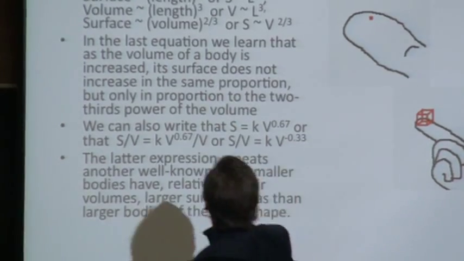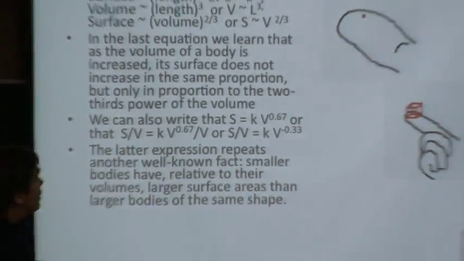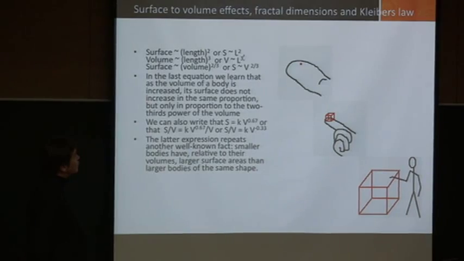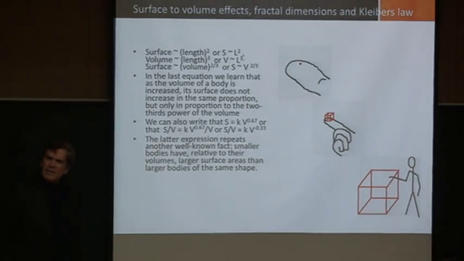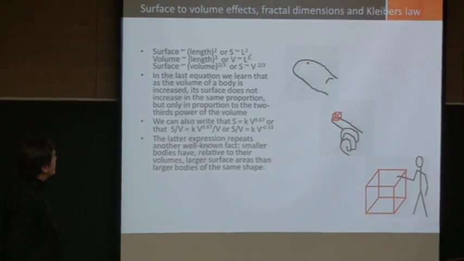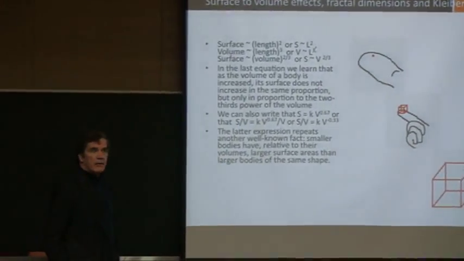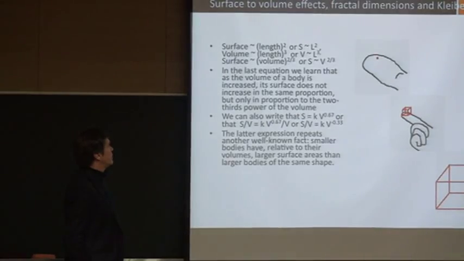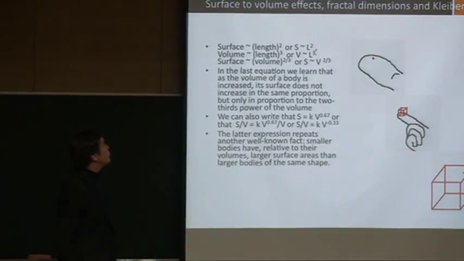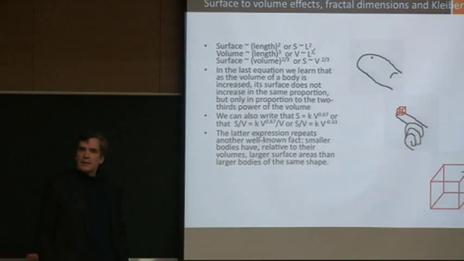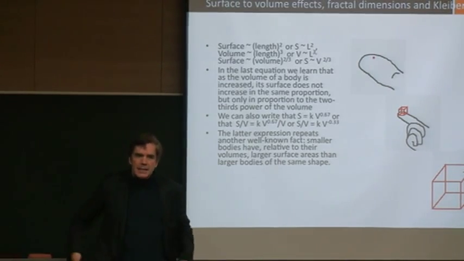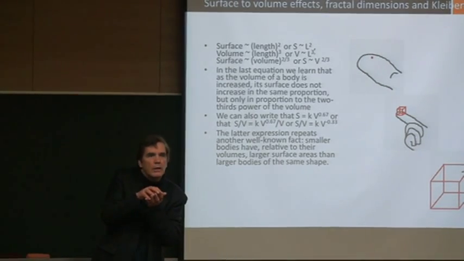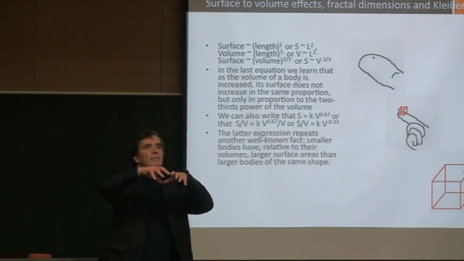So in the last equation here, when we say surface scales as V to the power 2 over 3, what does that really say? It says that as the volume of a body is increased, its surface does not increase in the same proportion, but only in proportion to the 2/3 power of the volume. What does that really say? It says that if you make things smaller, it has, relatively speaking, more surface.